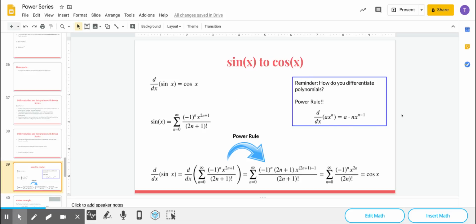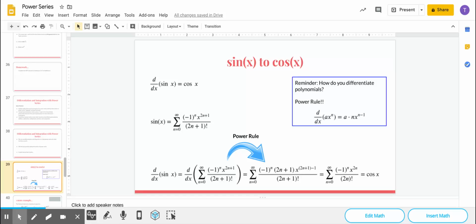Very quick reminder. Hopefully this is not an actual reminder to you. Hopefully you just know this definitely off the bat. Power rule for polynomials: bring down the exponent, subtract 1 from the original exponent, and that's your new exponent. So here's the power rule. And here's what's really nice about integrating and differentiating power series: these are the only rules you need to know. I'll give you the reminder for the power rule for integration once we get there, but if you know these two power rules, you're in really, really good shape.